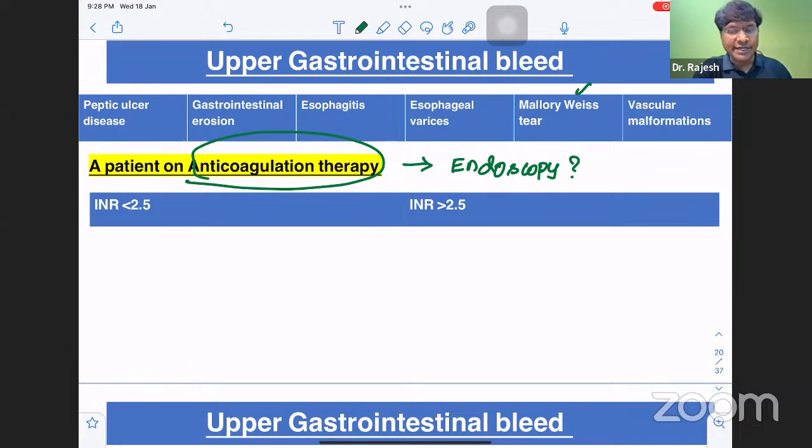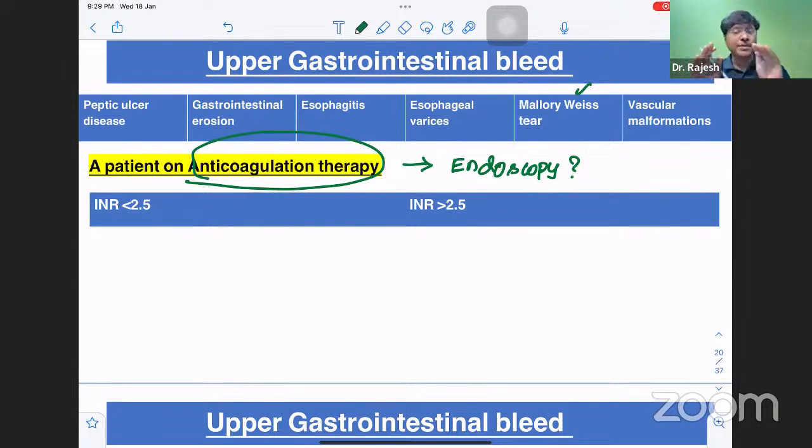Yes, right. So you are the emergency medicine physician, right? And you have referred the patient to the gastroenterologist to do an endoscopy, right? Now you are asking the question to the gastroenterologist, like, sir, patient is on anticoagulation therapy. Will you do endoscopy or not? What should be your answer?